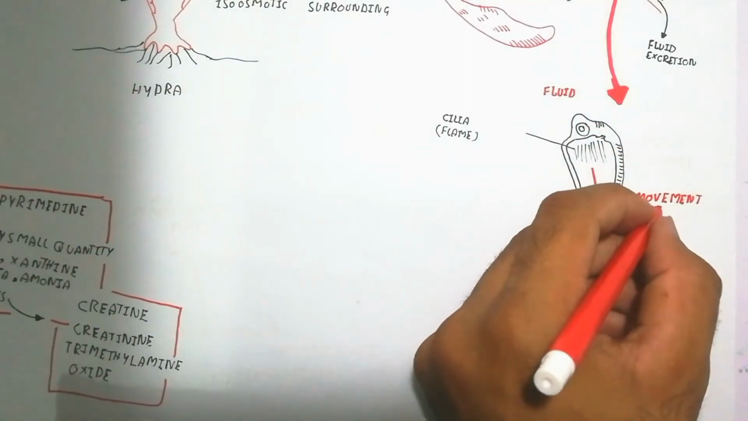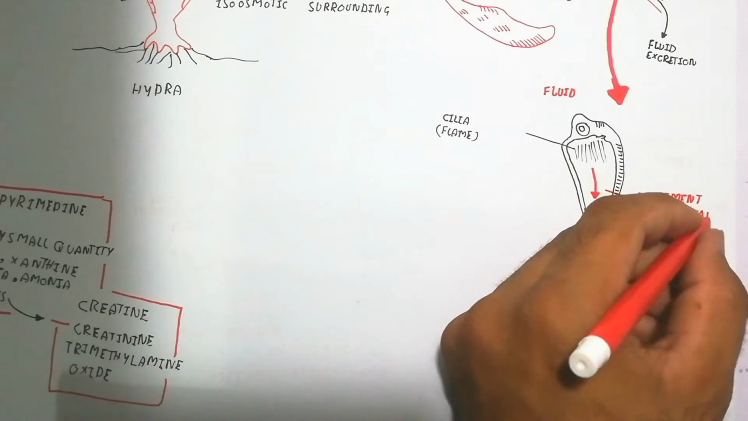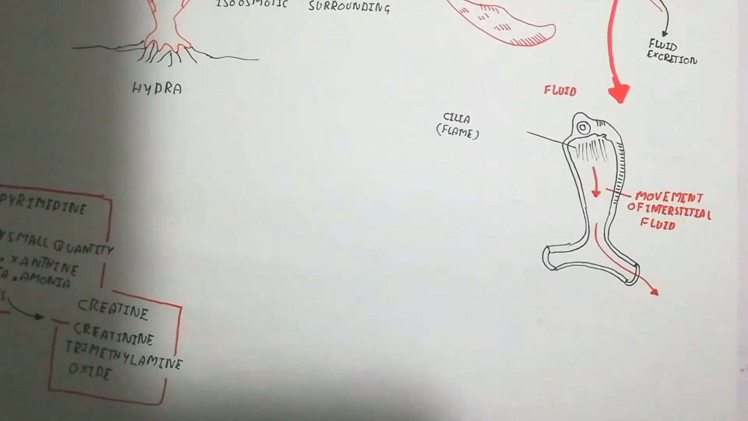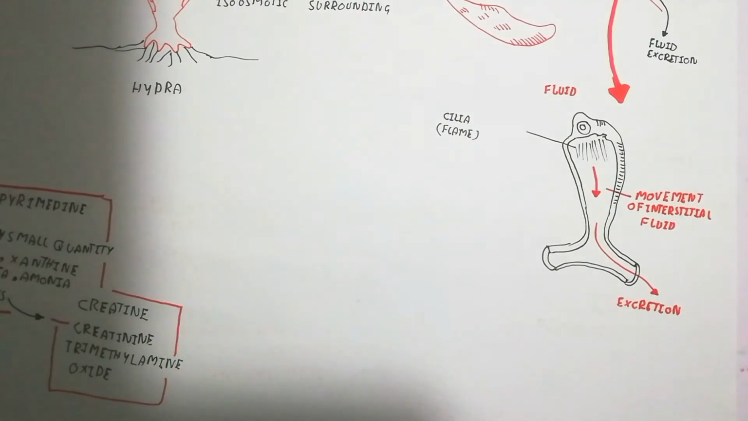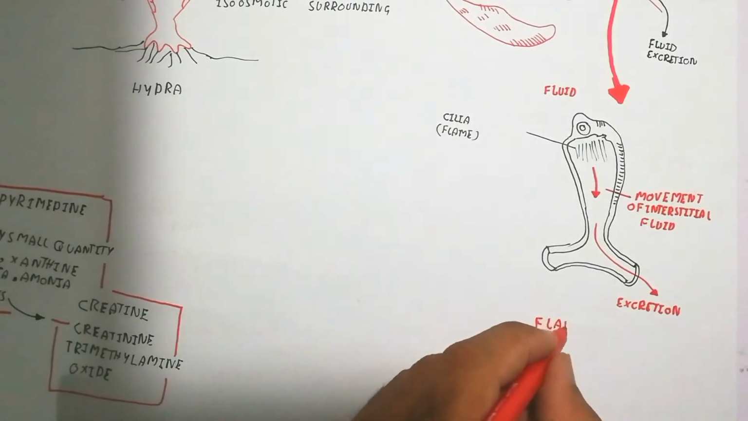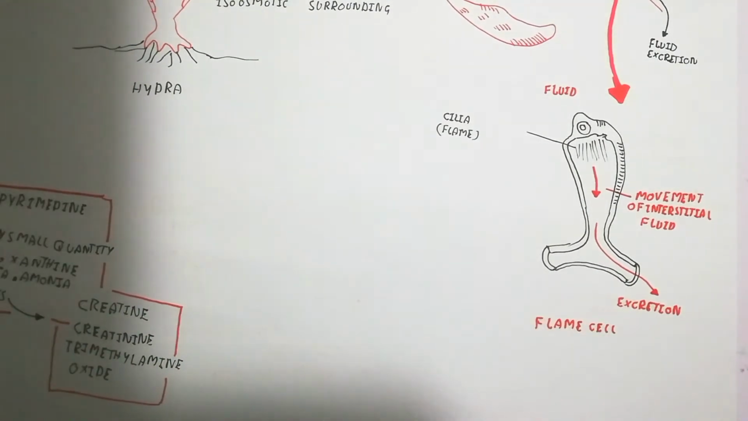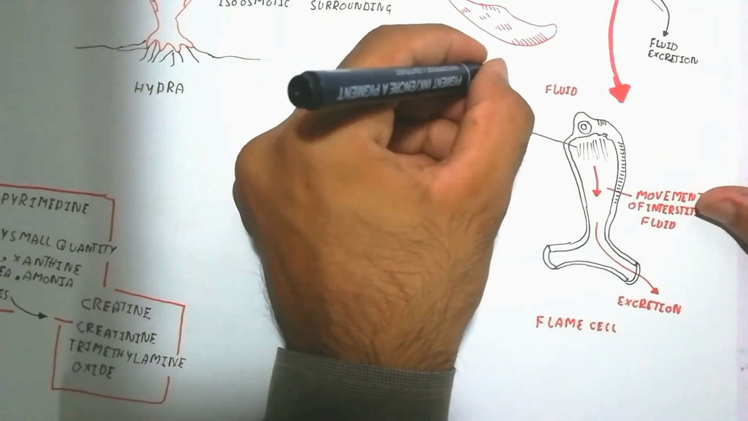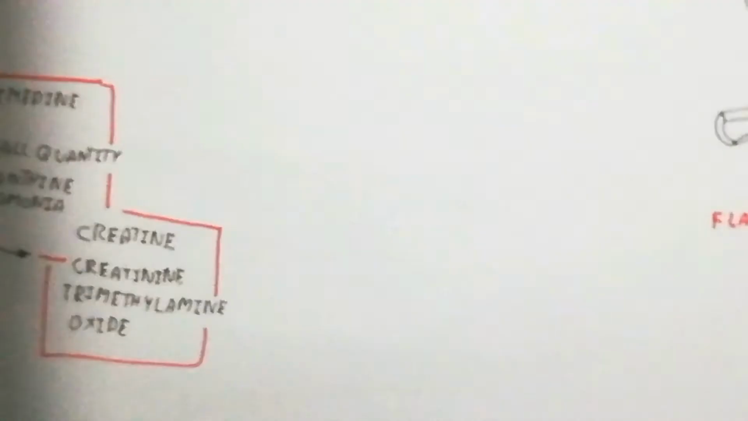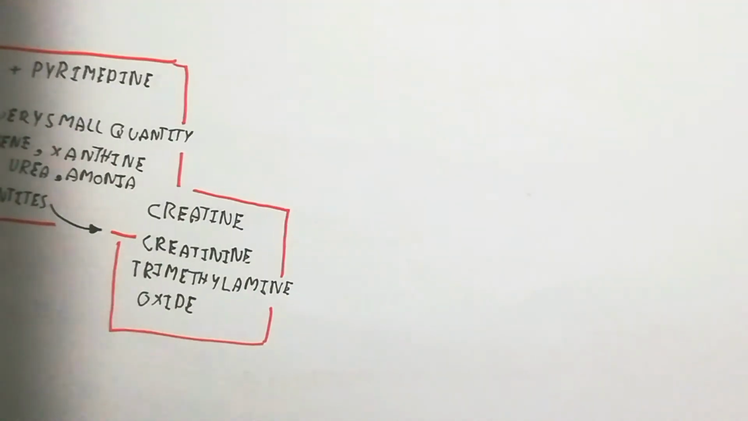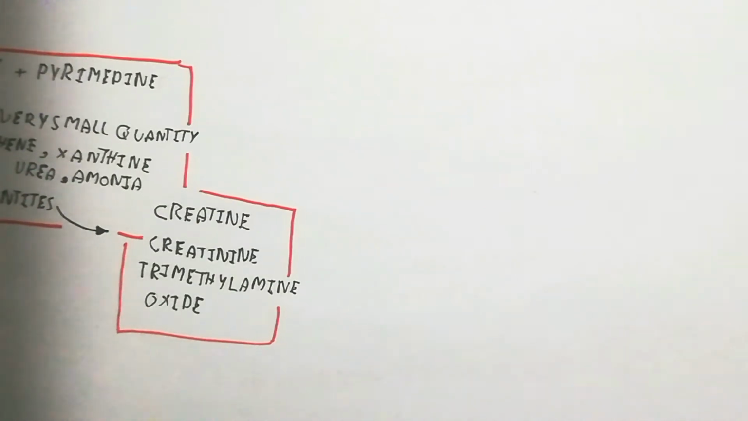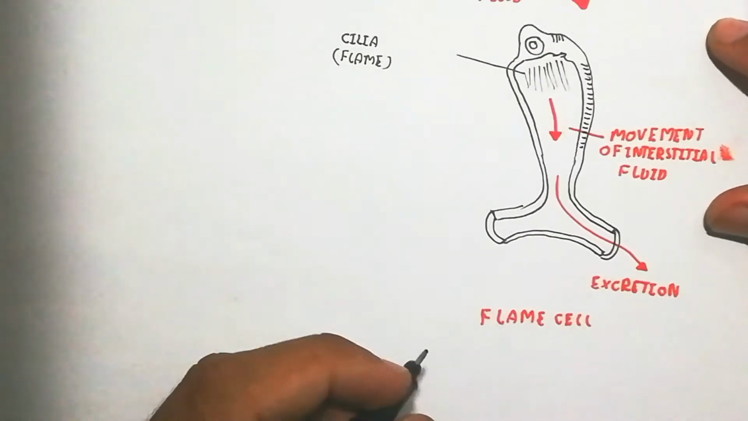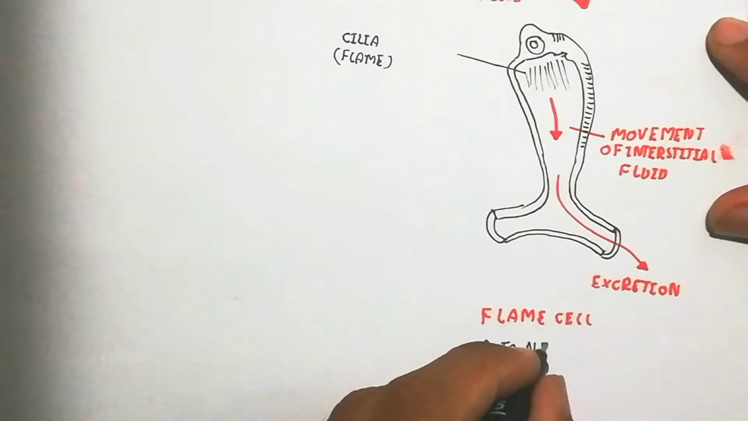Wait for the next video. I will make another video for understanding that. Here is the movement of interstitial fluid into the flame cell, which is important. Next we will talk about the earthworm, which is triploblastic, and that animal has a better circulatory system as compared to the planaria.